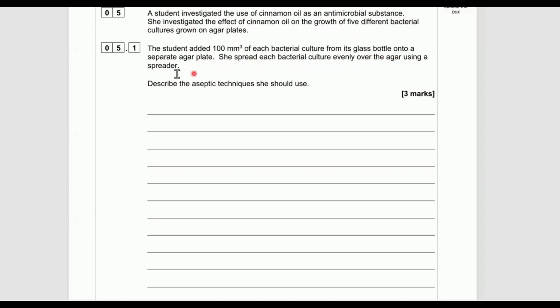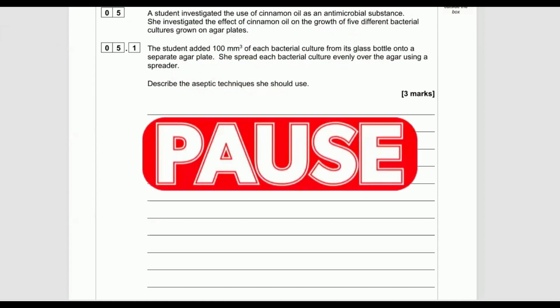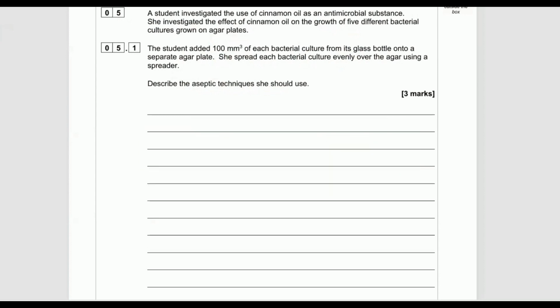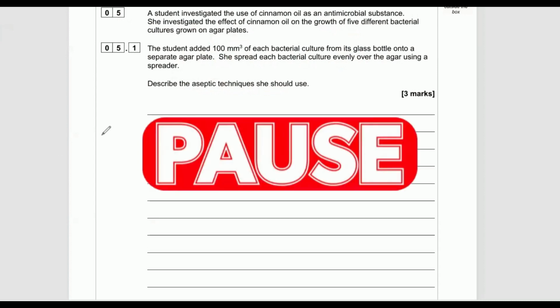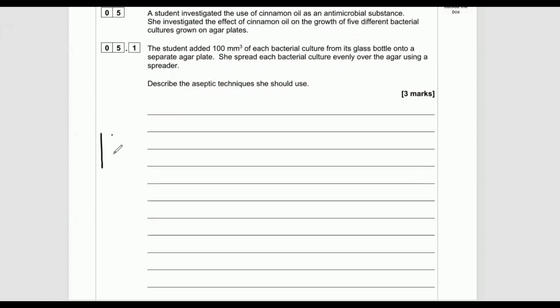Okay, you should try to list off 3 aseptic techniques that you can think of. If you can do 4 or 5, even better. That way, if one's wrong, they may allow it. All right, guys, pause the video, have a go, then unpause, watch the walkthrough. Let's go. Okay, I'm going to go through the answers now.